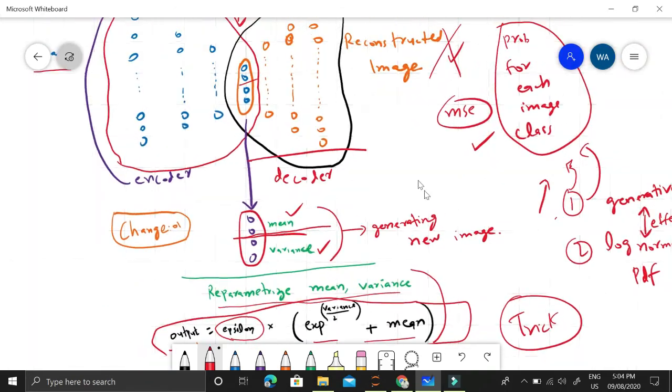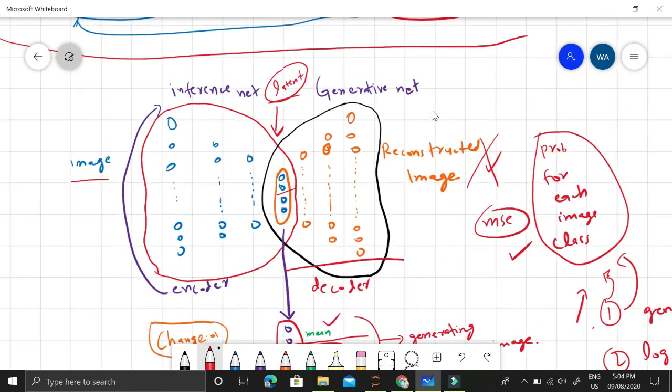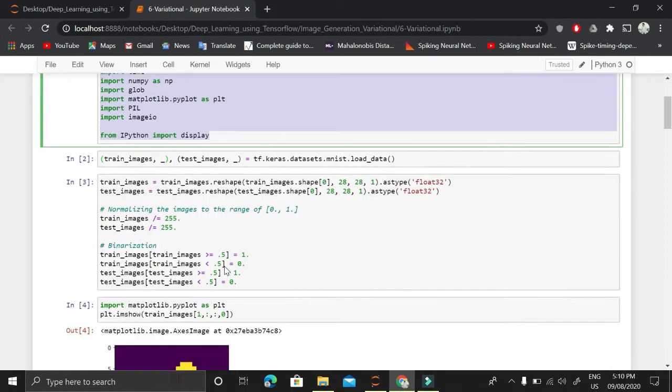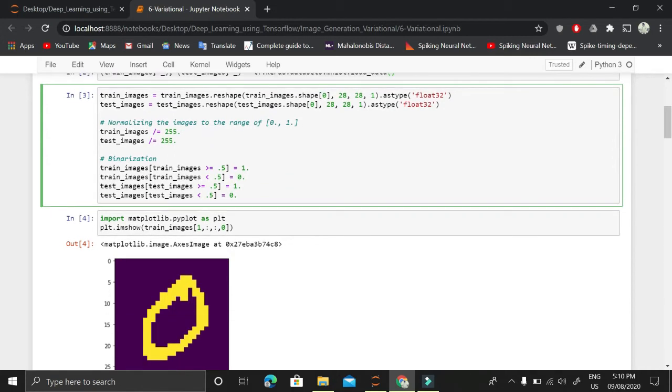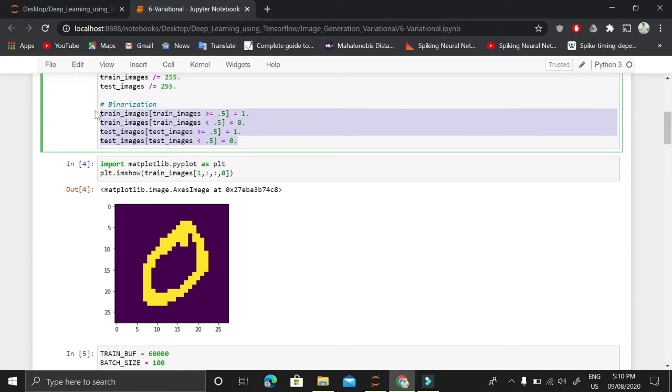Once we have these final mean and variance values, then we will generate new images. Okay, so we will begin by importing all the necessary libraries. Then we will be loading the MNIST dataset. The MNIST dataset is actually a one-channel dataset having 28 dimensions for images, and then we will divide it by 255, so our range of values is between 0 and 1, and then we will binarize it. So all of the values will be either 0 or 1.